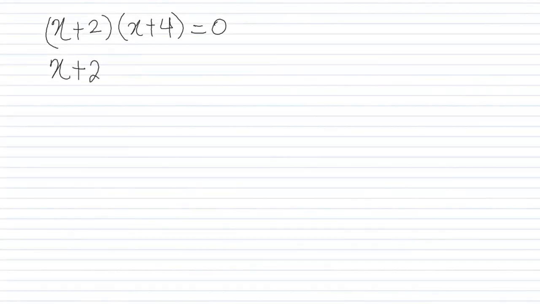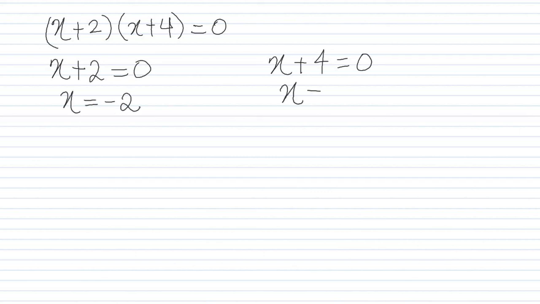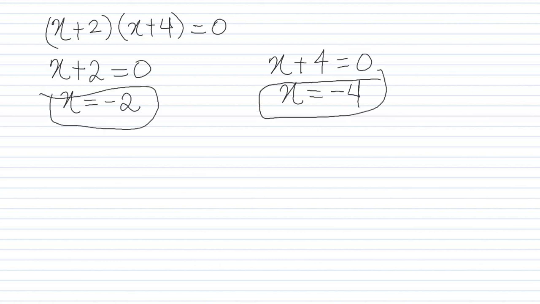I'm just going to rewrite it. x plus 2 times x plus 4 equals 0. Hence you have x plus 2 equals 0, and x plus 4 equals 0. So you end up writing x equals -2 and x equals -4. The answers for the values of x are x equals -2 and x equals -4, and these are the answers to the question.